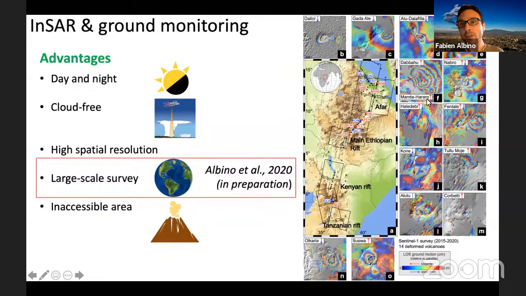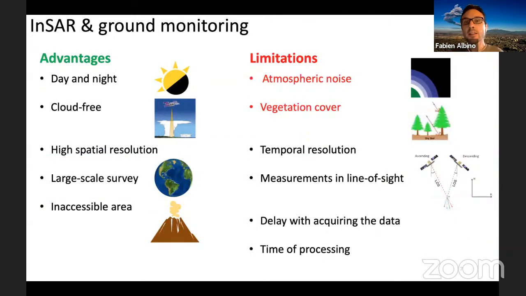And here is just an example of work, an ongoing project that I'm working on at the moment, looking at the East African Rift. You can have a global survey using the latest Sentinel-1 data and detect all the ground deformation in the different volcanic centers. It's a big advantage when, for example, in this area, you have poor coverage of ground instrumentation. Of course, you have limitations, and the two main limitations I'm going to talk about today are the atmospheric noise that you want to mitigate and correct, and the vegetation cover. I will talk later about that.